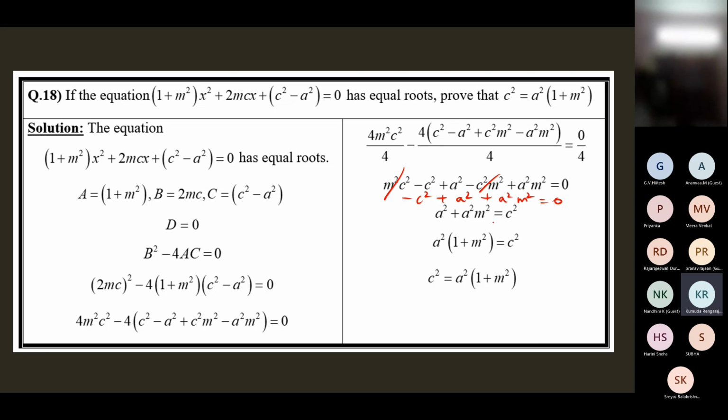Now, we don't know what to do next. So, we look at the result here. C square is alone. So, transpose c square. So, you get a square plus a square m square is equal to c square. Then, a square is common here. So, taking a square common, you get 1 plus m square is equal to c square. Or in other words, c square is equal to a square into 1 plus m square. Wasn't that simple, children?